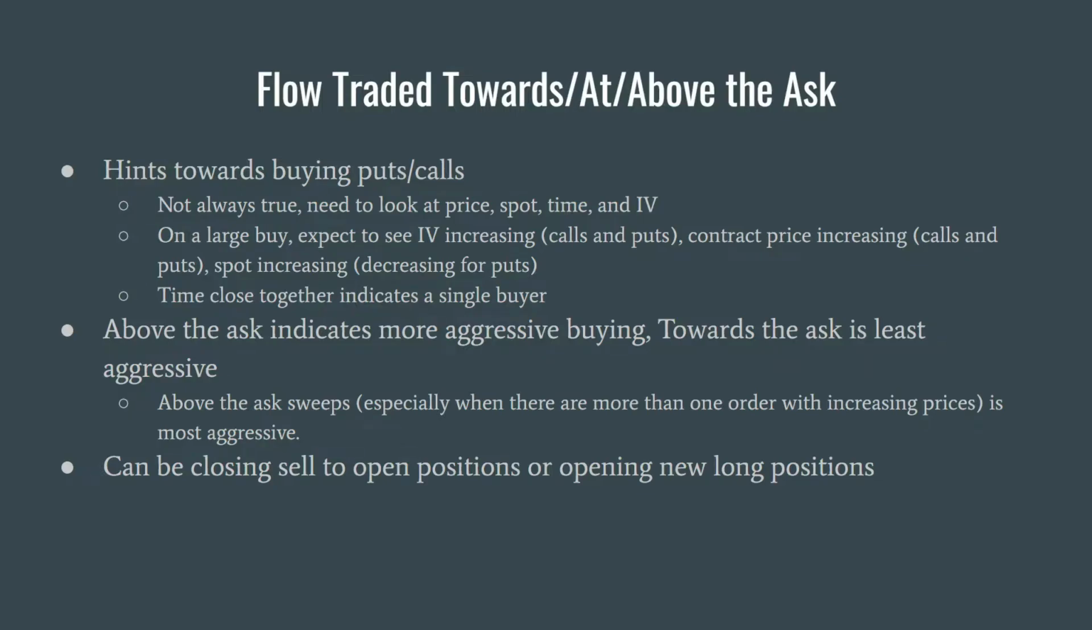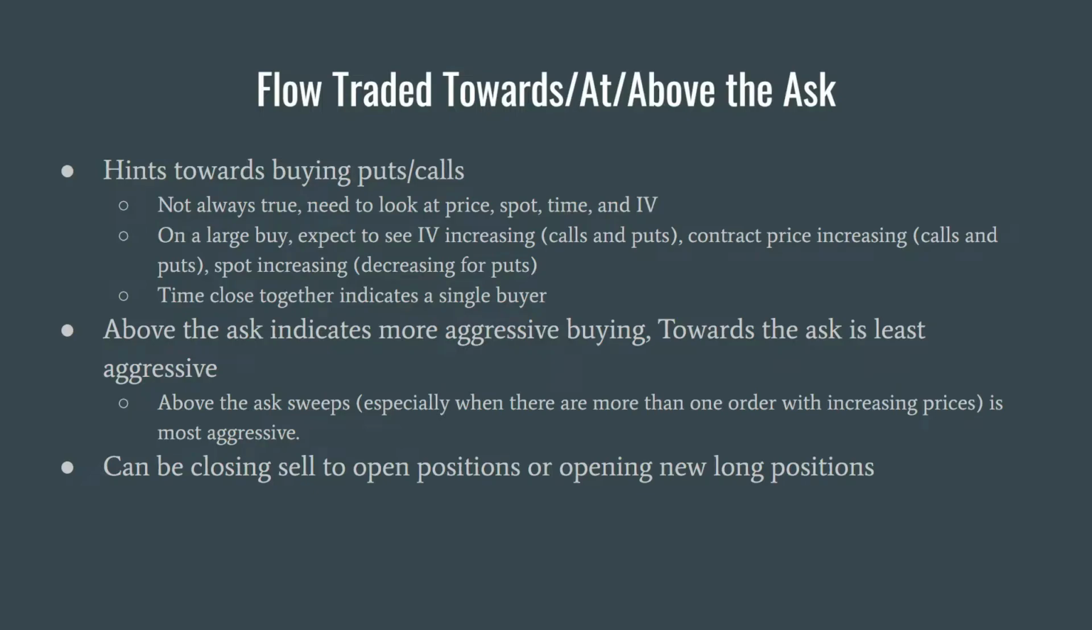Getting in towards the ask, they're getting in between the bid and the ask, but it is still closer to the ask, but they're not paying a premium like the people who are trading above the ask. So the above the ask sweeps, especially when there is more than one order with increasing prices, is the most aggressive. Those are what I like looking for: people continuously sweeping above the ask in a short period of time, showing that they want to get in as fast as possible. They don't really care what the price is. If the price is increasing, they're still getting in.